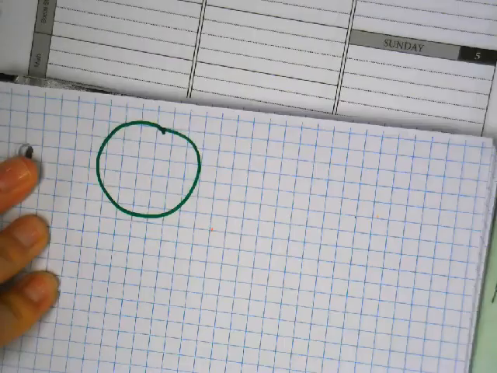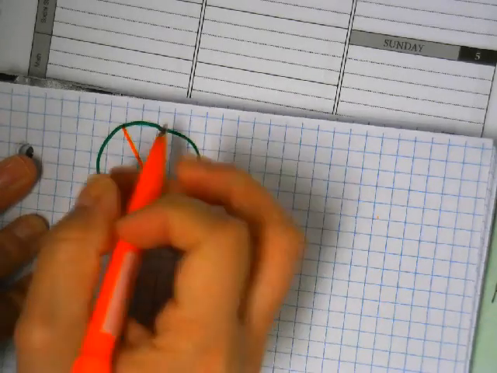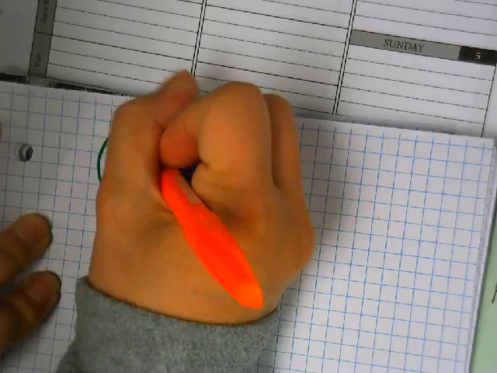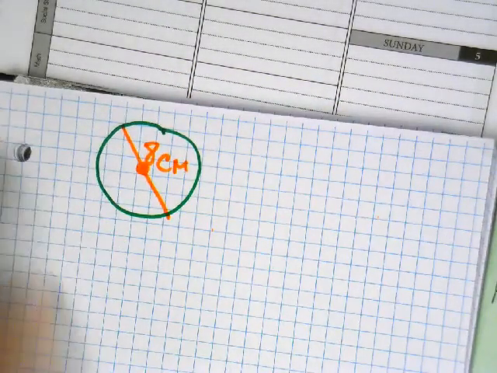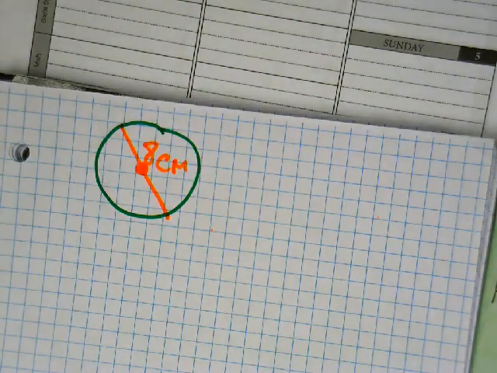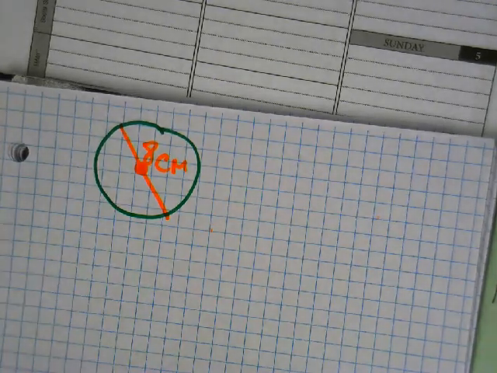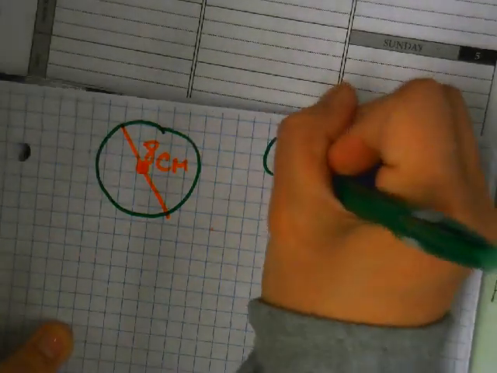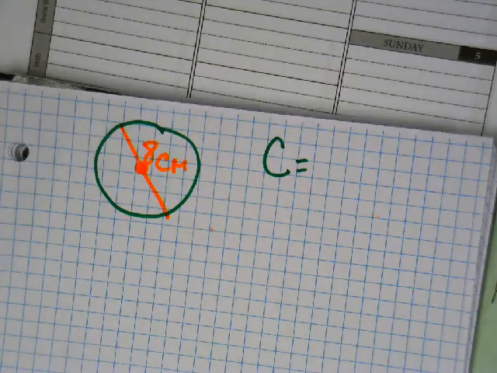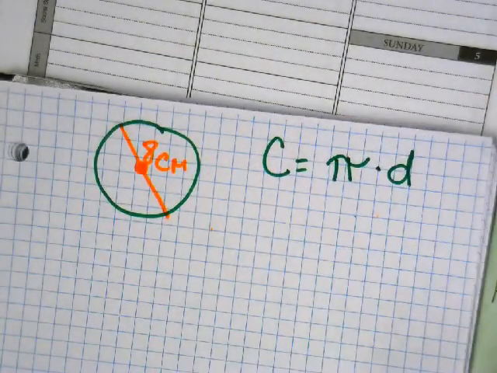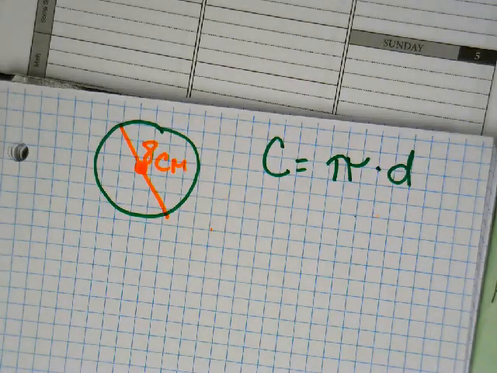Circle. 8 centimeters. What part of the circle did I give you? Diameter. Good. So you have to identify it. Like, did I give you a radius or did I give you a diameter? It's a diameter. I want to know, well, can you please tell me what the circumference is equal to? Pi times d. So substitute it in.